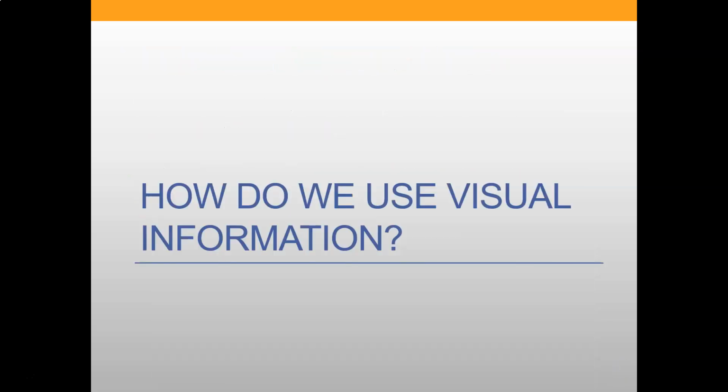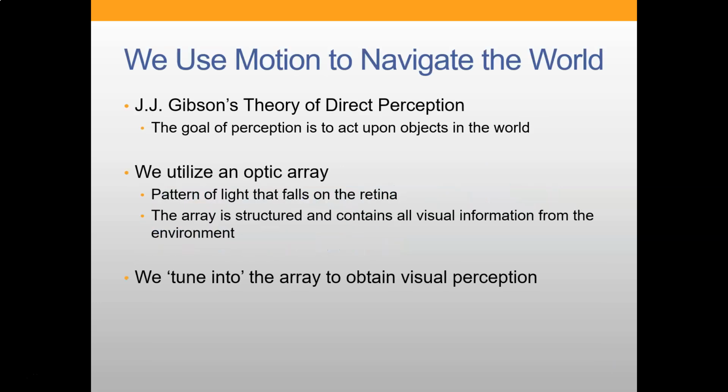So now, how do we use visual information to help us navigate our world? We use motion. We are constantly traveling throughout the world, and either we are moving through the environment or other objects are moving through our environment. If you've had me for cognitive psychology, some of this might sound a little bit familiar to you. For those of you who have not had cognitive, don't worry, I'm going to talk about this quite a bit. So this is J.J. Gibson's theory of direct perception.